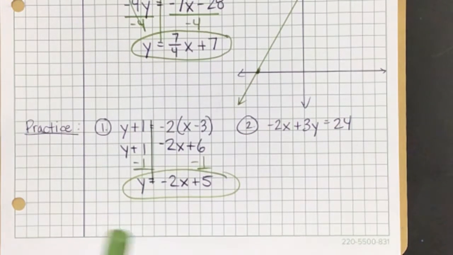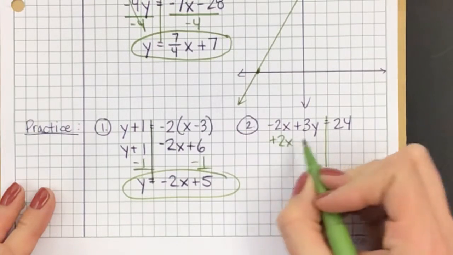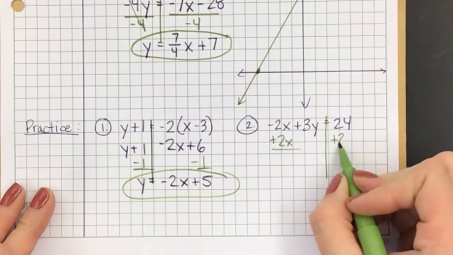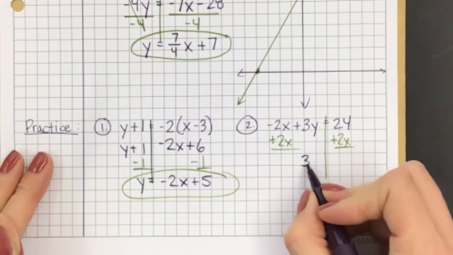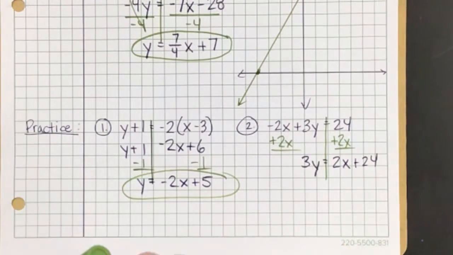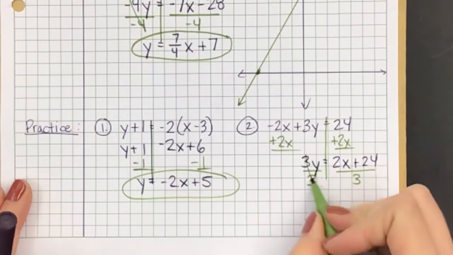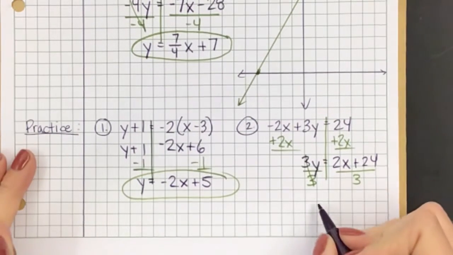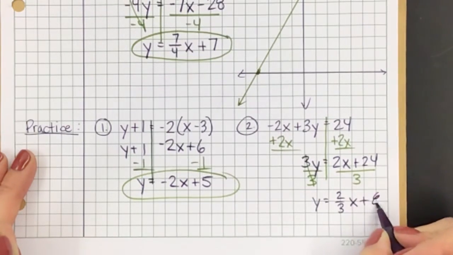What did you get for the second one? Ooh, you guys seem very confident too, so let's just make sure. Okay, so we have 3y is equal to 2x plus 24. Divide both sides by 3. And we get that y is equal to 2/3 x plus 8.